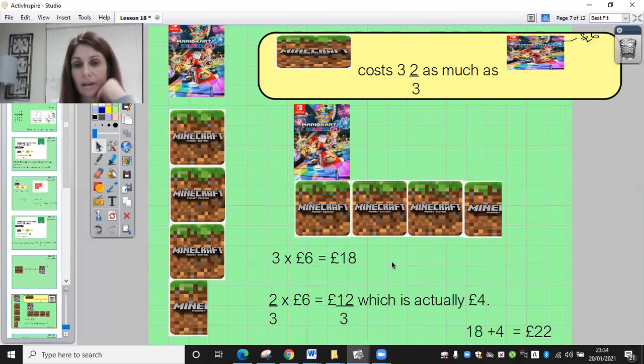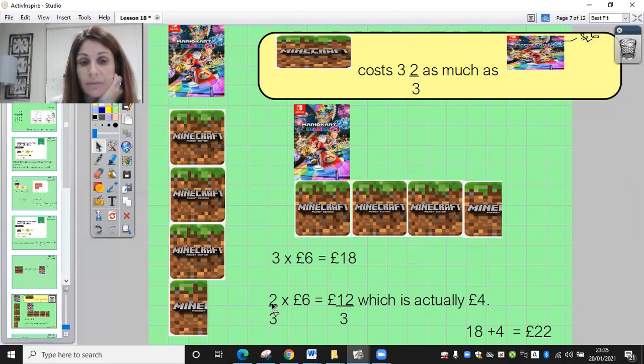I hope you're still with me, guys. I know this can be a bit tricky at times. So 3 multiplied by £6, just like we did last time. Let's take the whole pounds first. So 3 lots of £6 gives us £18. And then look, all I've done is swapped it over. I haven't put the whole number first. I put the fraction first because we know it can be done in either order.